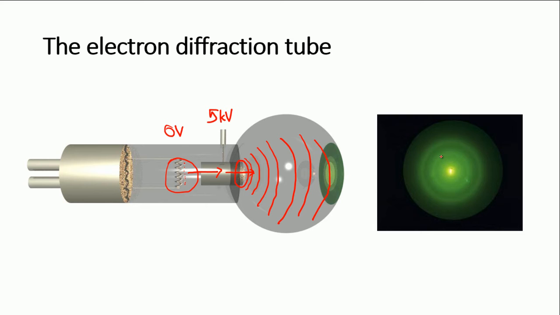Now you can see very distinctly here we have circular bands of light and dark and light and dark, and these are interference fringes, and this is unmistakably a diffraction pattern, which means the electrons must be behaving as waves as they pass through the graphite and through this section of the tube. So how does that occur? Let's have a look at that in a little bit more detail.